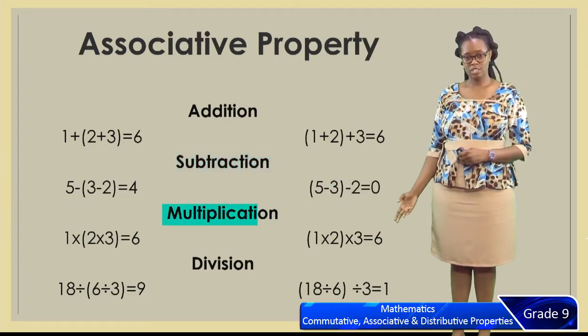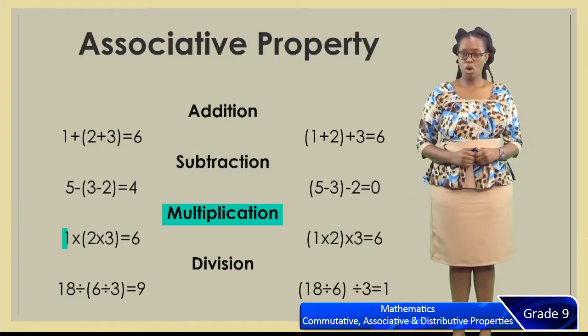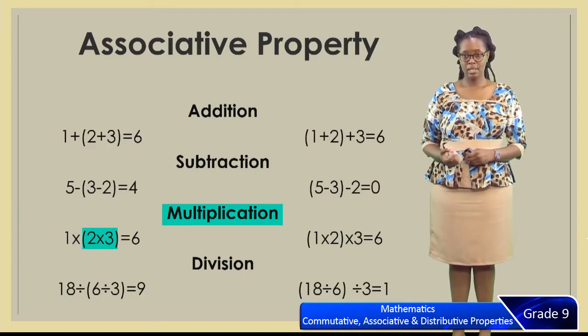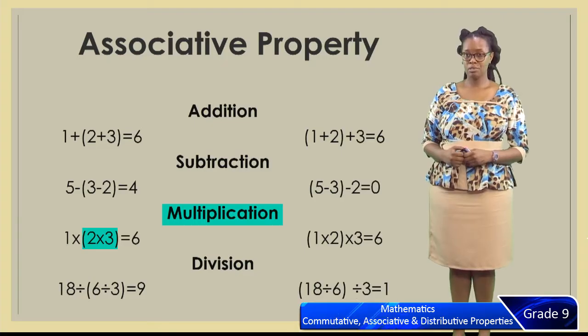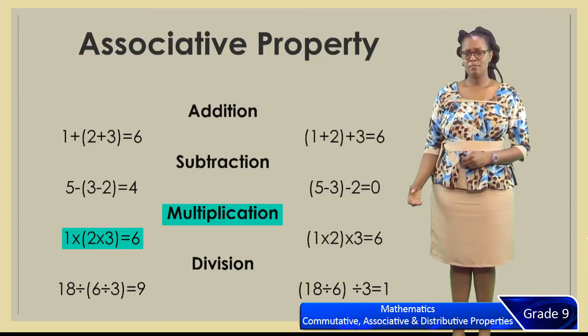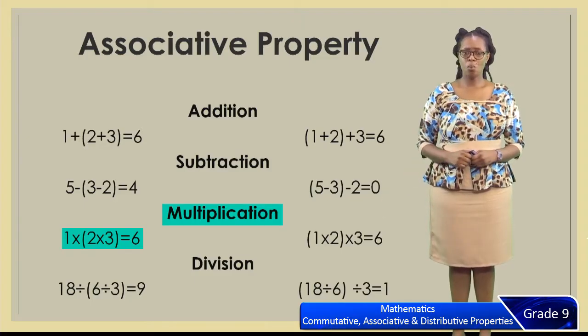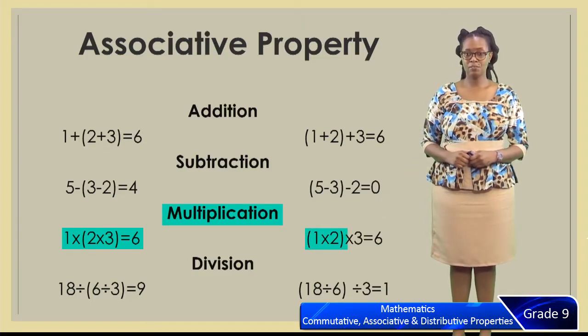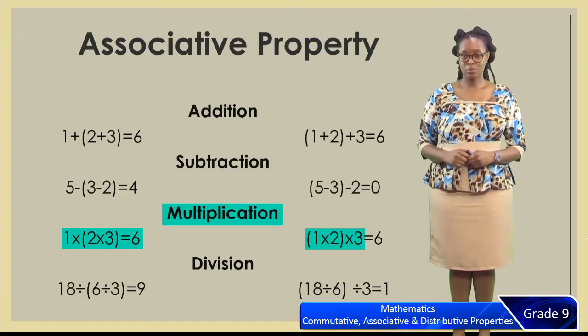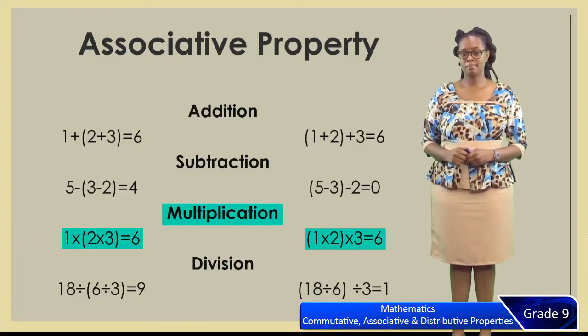For multiplication, if we're multiplying 1, 2, and 3, but we decide to group the 2 and the 3, so we multiply the 2 times 3 and then multiply it by 1, that answer would be 6. If we now group the 1 and the 2, we multiply that first and then multiply what is outside of the bracket, that answer would still remain the same.